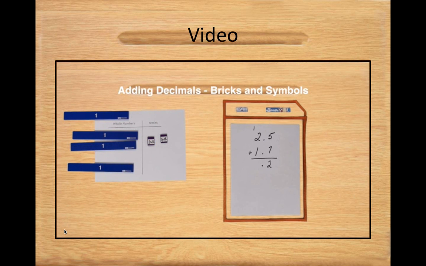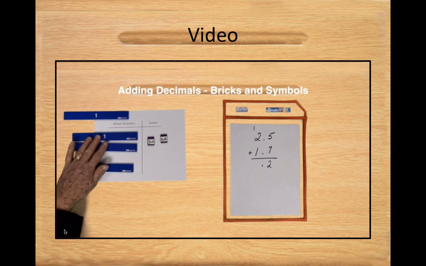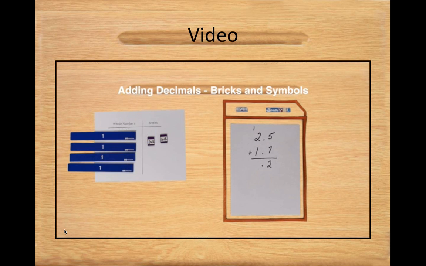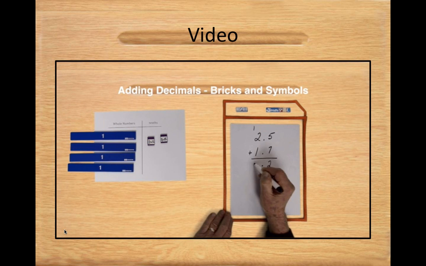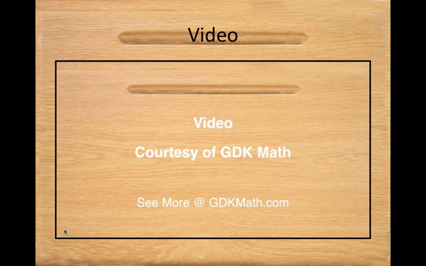Now let's add the 1s. We add the 1s from the original problem first. We have 2 1s and 1 1 give us 3 1s. And then we have the 1 from the new problem, which gives us 4 1s. So let's record that. So when we add 2 and 5 tenths and 1 and 7 tenths, our answer is 4 and 2 tenths. And the reason for that is we traded 10 of our tenths for a new 1. Let's go to the slides.